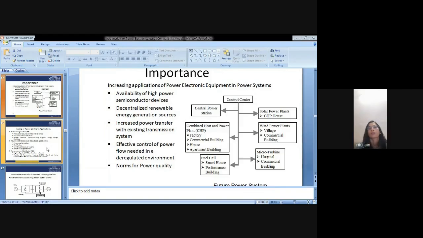So why are we using this diagram? On the top of this diagram is the control center. These are the different sectors where you have to control the electricity or control the power. Now, how can you control the power? You can control the power at a very cheap cost and very efficiently by using power electronics components, right? So these are the different centers where you need to control the power.